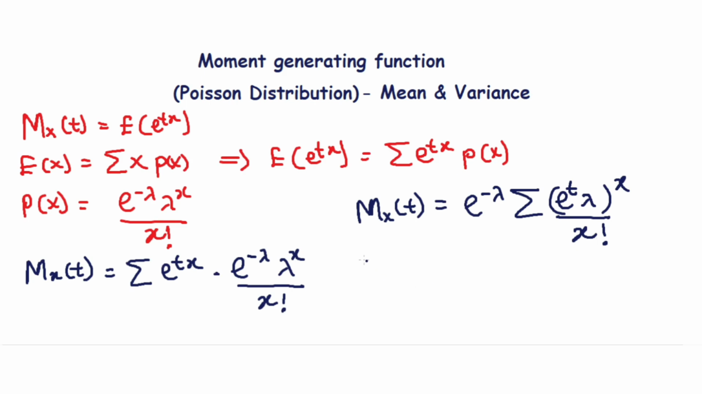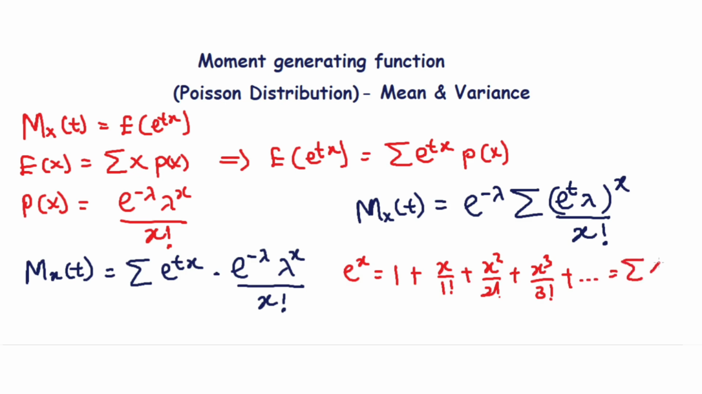So remember from the exponential series, that e raised to the power of x is equal to 1 plus x over 1 factorial plus x squared over 2 factorial plus x raised to the power of 3 over 3 factorial, right? It goes on and on, which means that this can be written as the summation of x raised to the power of n over n factorial, n starting from 0.